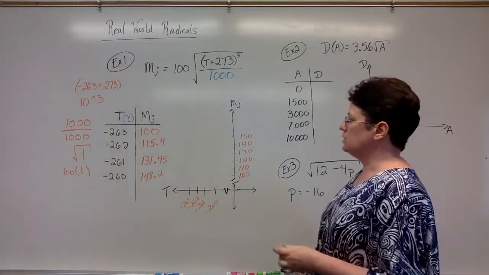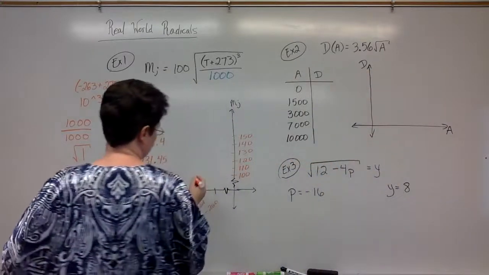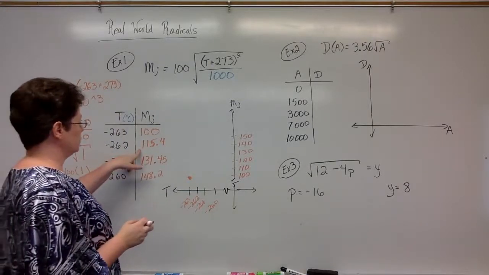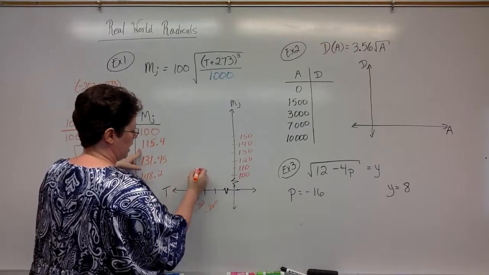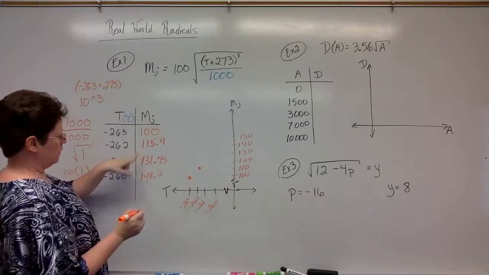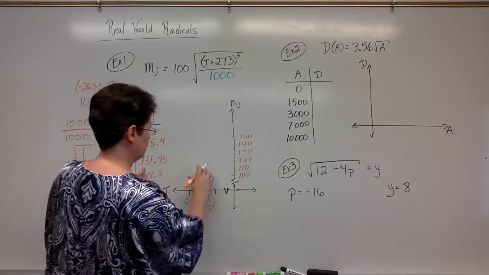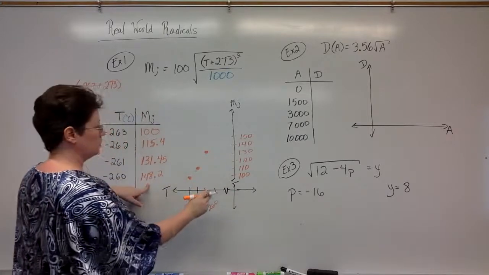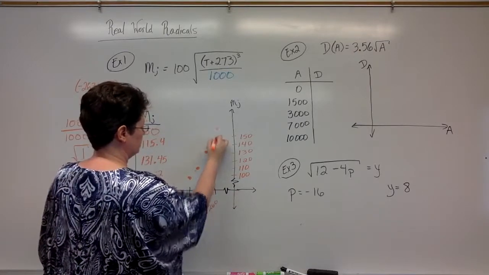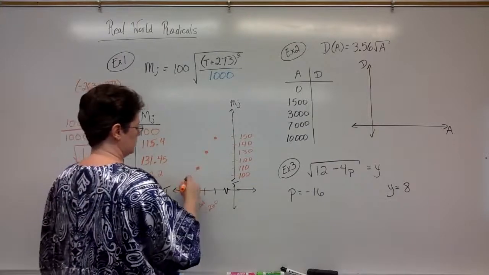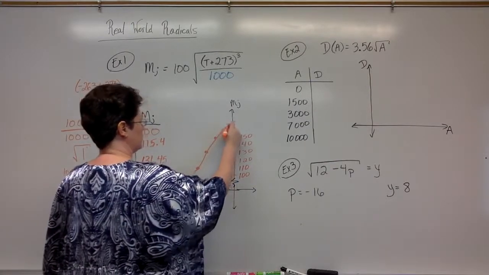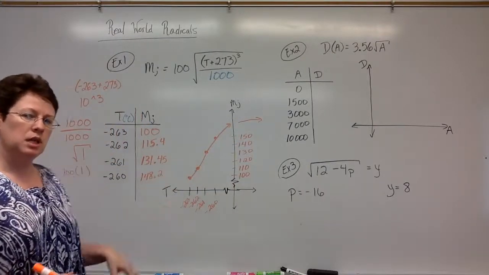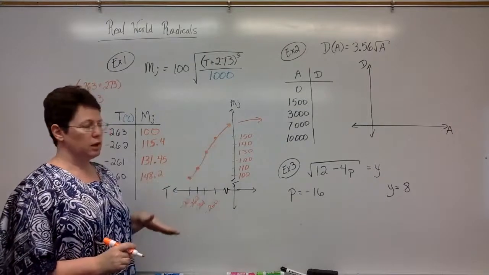Okay? So negative 263 was 100. So negative 263 is at 100. Okay? Negative 262 was at 115. So it's going to be about halfway. Then I've got 130 at negative 261. Scoot that over. It's about 130. And 148, which is really close to 150. Okay, it actually goes up and starts to curve over and flatten out like a square root. But at the beginning, it's hard to see, okay? So this is my curve.